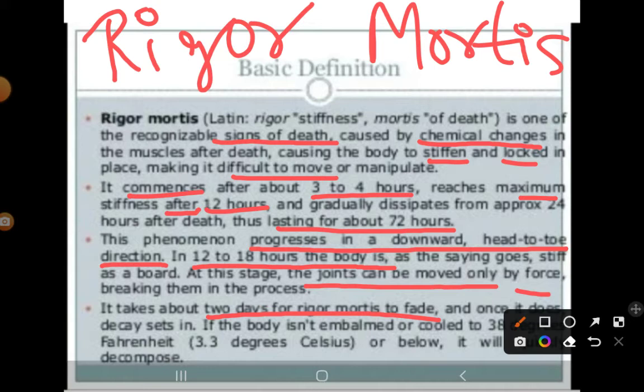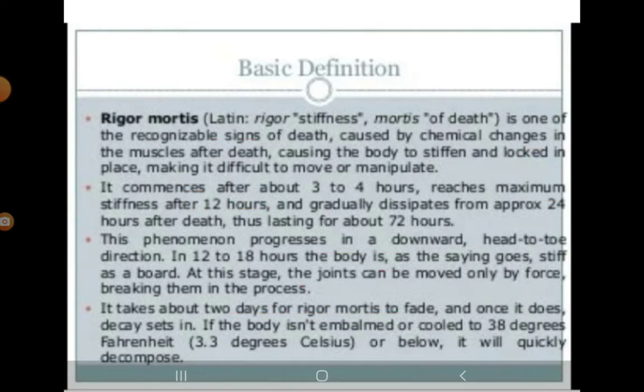Rigor mortis progresses in a downward, head to toe direction. In 12 to 18 hours, the body becomes stiff as a board. At this stage, the joints can be moved only by force, and it takes about 2 days for rigor mortis to fade. Once it does, decay sets in. If the body isn't embalmed or cooled to 38 degrees Fahrenheit, 3.3 degrees Celsius or below, it will quickly decompose.